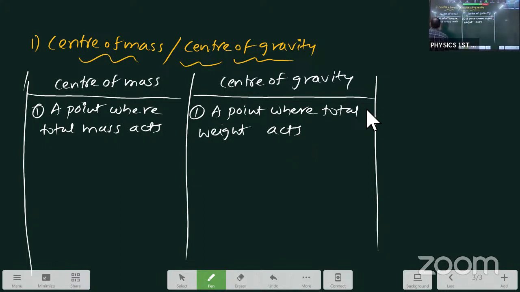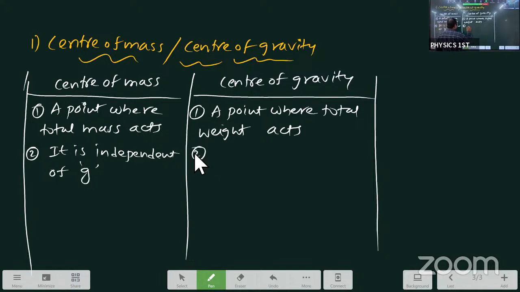Now, second point, it is independent of small g, meaning acceleration due to gravity is not related to center of mass. I will give you an example. This one depends on small g. For example, for center of gravity, you take space, or take the center of the earth. What is the center of gravity? Nothing but indirectly a weight term, nothing but zero.